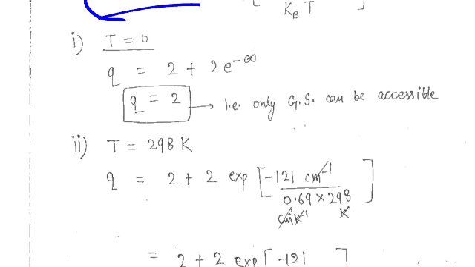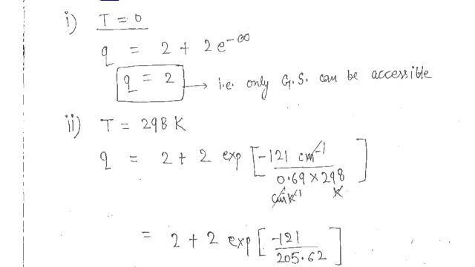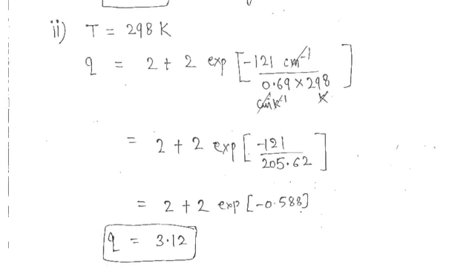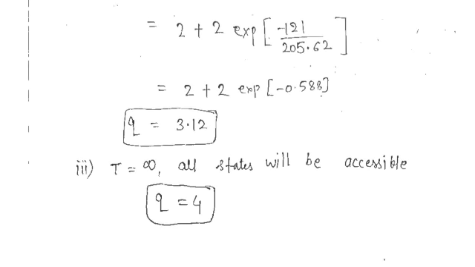Alright, now moving to the second part. At temperature 298 Kelvin, we just put the temperature and the k value in the form of centimeter inverse per Kelvin, so that centimeter inverse cancels out, and Kelvin and per Kelvin cancel out, and you get your desired answer. So at temperature 298 you get the Q value of 3.12. Is this clear to you or not? Say in the form of yes or no.